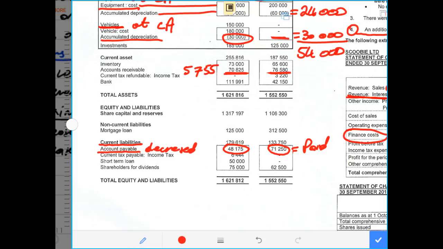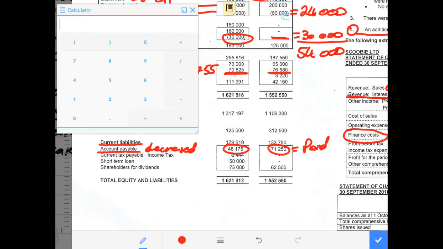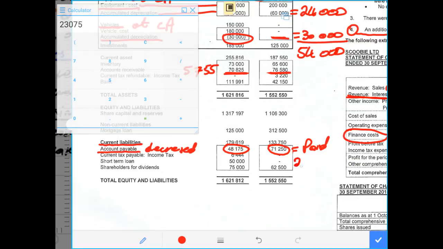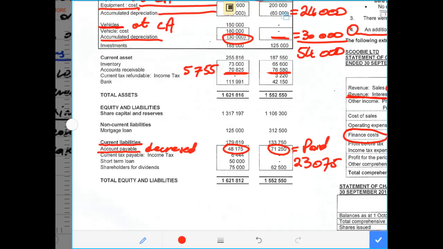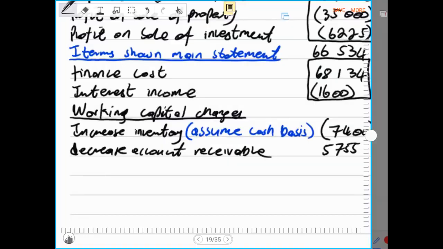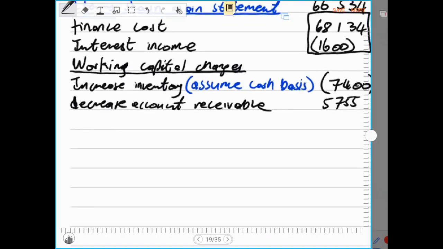So now let us check how much cash went out of the business to pay our suppliers, which is 71,250 minus 48,175. That means our account payables decreased by 23,075 rand. That means money went out of the business, 23,075, and that will be recorded as a decrease in account payables, and it will be negative, indicating the outflow of cash.